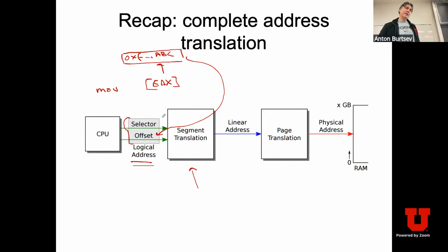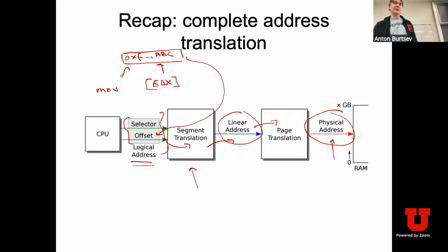These two things go as an input into the segmentation unit. The segmentation unit checks the limit and adds the base, checks the permissions like read and write, and whether you even have access rights to this segment, and outputs a linear address. That's the terminology. This linear address goes into the paging unit and walks the page table. At the end, we have a physical address.